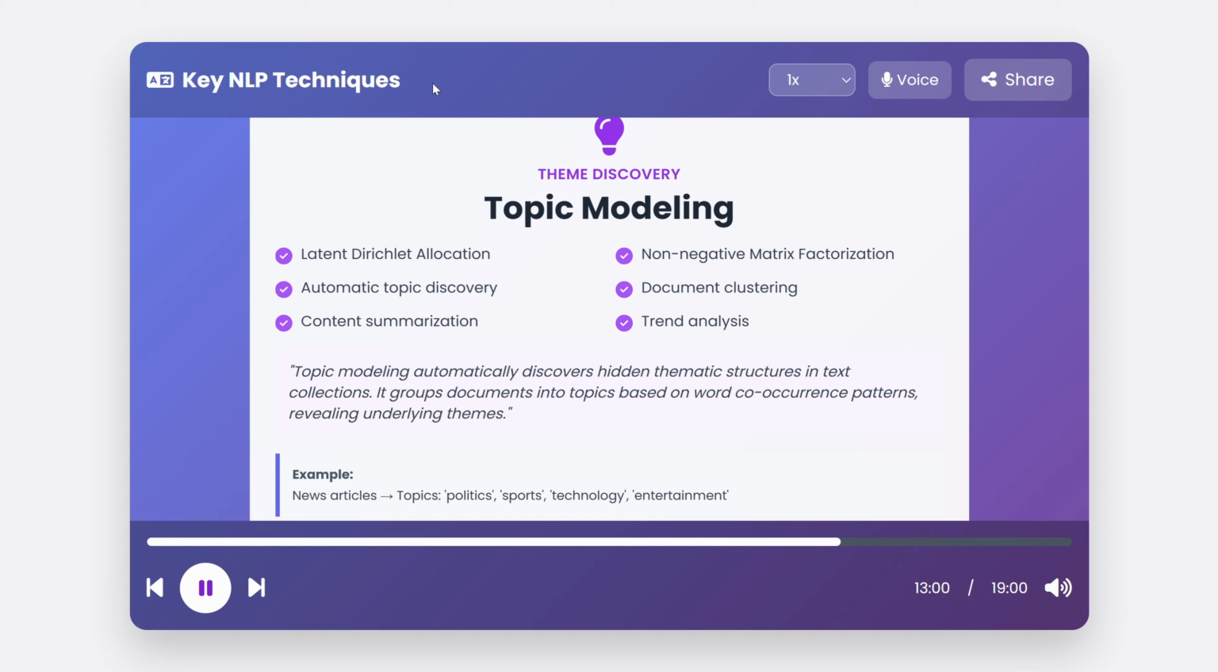Topic modeling is invaluable for content summarization, trend analysis, document clustering, and understanding large text corpora. For example, analyzing thousands of news articles might reveal topics like politics, sports, technology, and entertainment, with each document assigned to one or more topics based on its content.